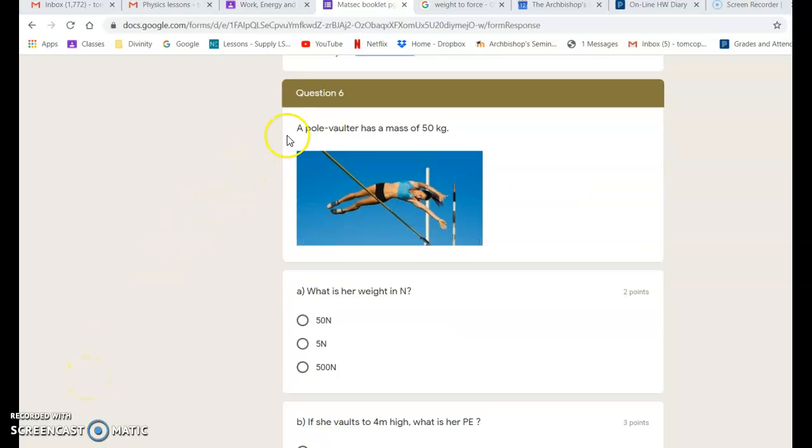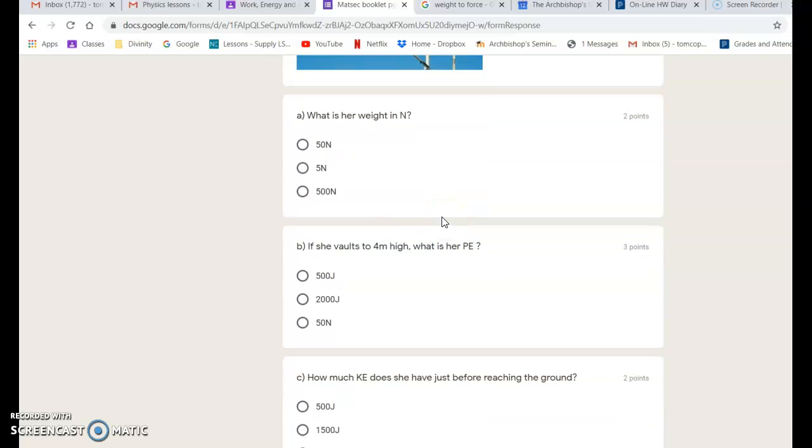So the next question, a pole vaulter has a mass of 50 kilograms. Now what is her weight in newtons? We know that weight is equal to mass times gravity, and gravity is always 10. So we have to do 50 times 10, and you have to find the answer in these three. So weight equals mass times gravity. So mass 50 times gravity 10. And you have to see which is the answer.